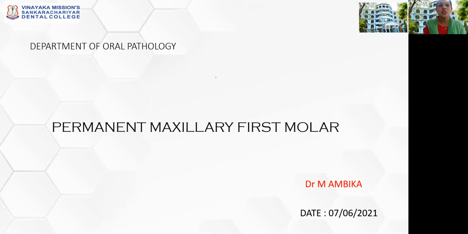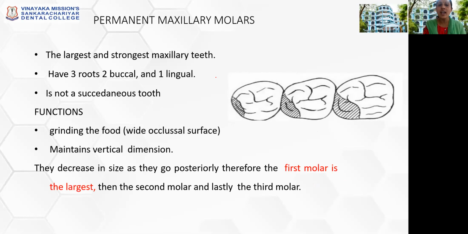Good morning, everyone. Today we're going to learn about the permanent maxillary first molar. The permanent maxillary first molar is the largest and the strongest tooth. It has 3 roots, 2 buccal and 1 lingual root.